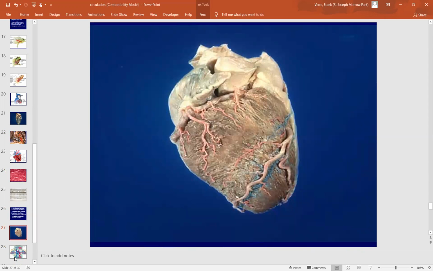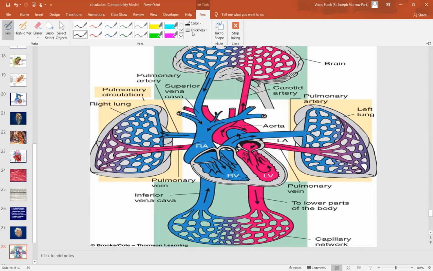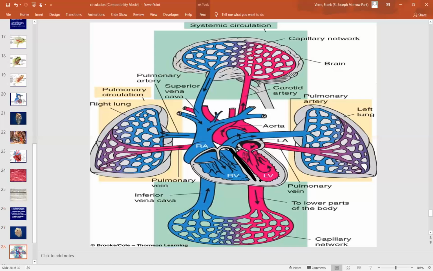Here is an image of the heart. So I'm going to come back to that, okay? But what I'm talking about, that division of labor between the left side and the right side, is this. So here we have that division again. So there's that wall. All right.